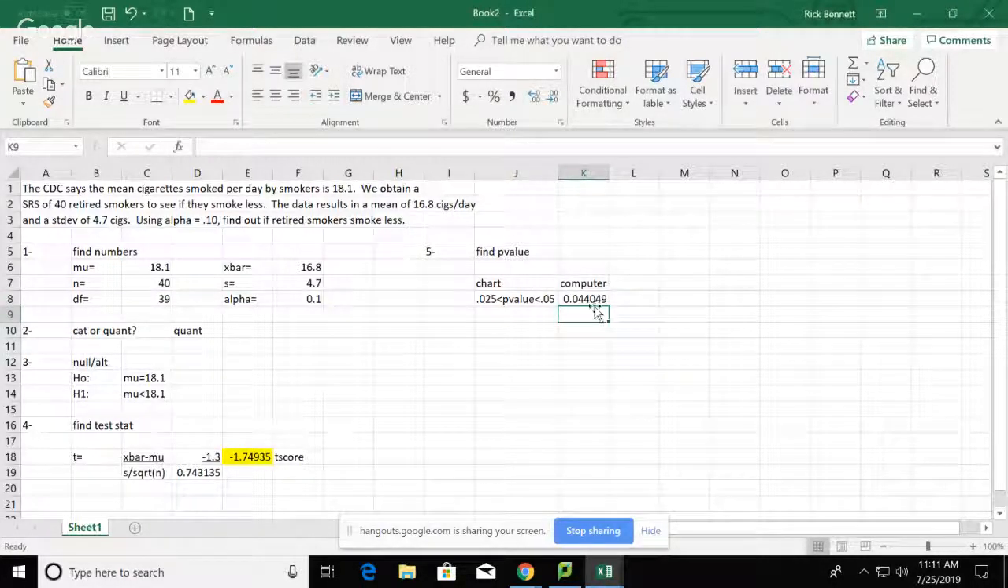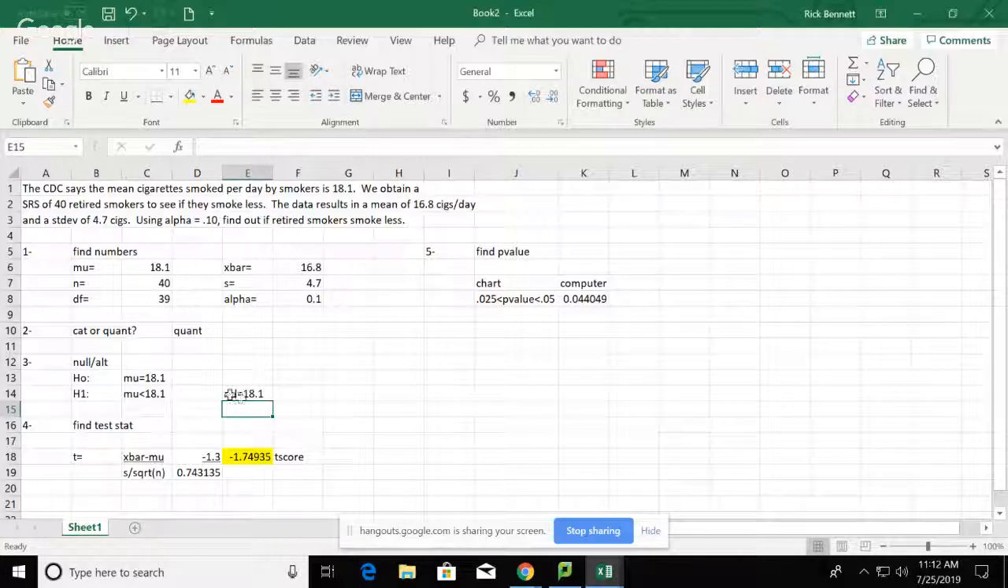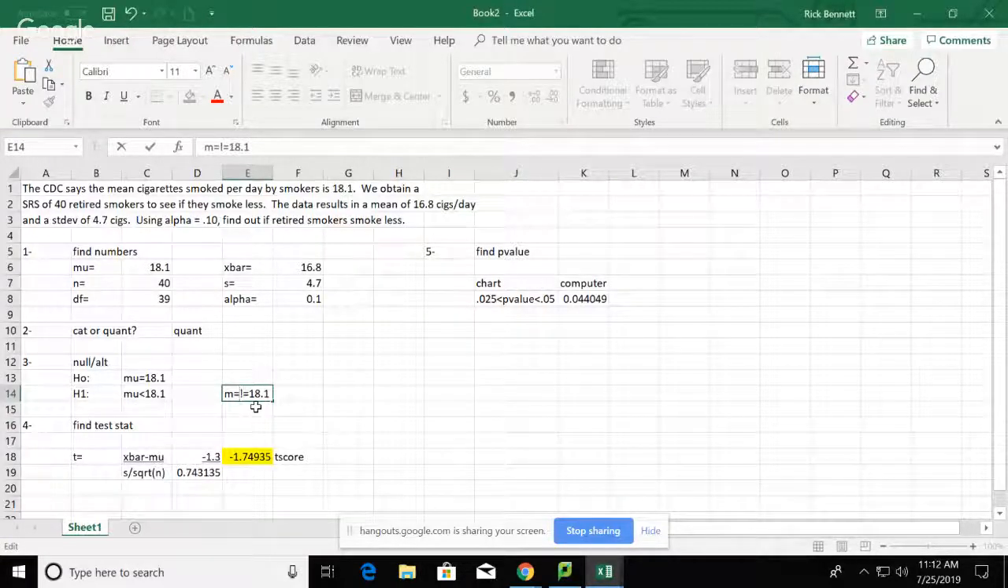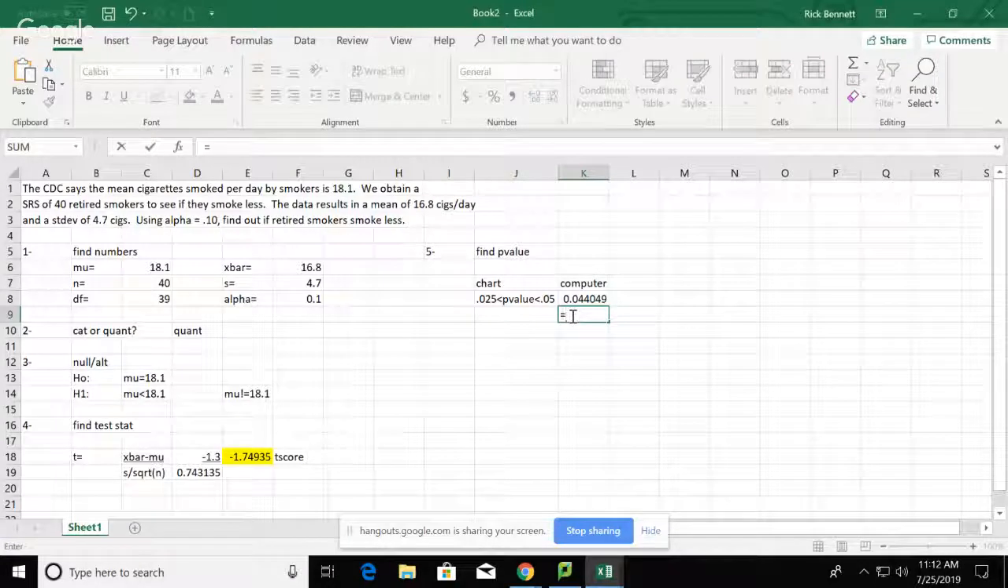So the computer gives me a much more specific value. I got 0.044, which is between 0.025 and 0.05. Now, let me just mention some other thing. If my alternate hypothesis were mu does not equal 18.1, that would be a two-tailed test, right?